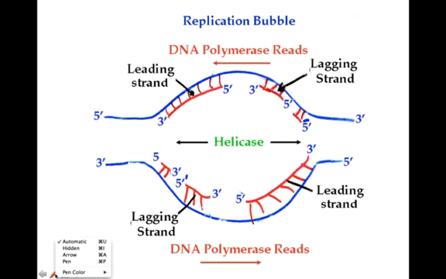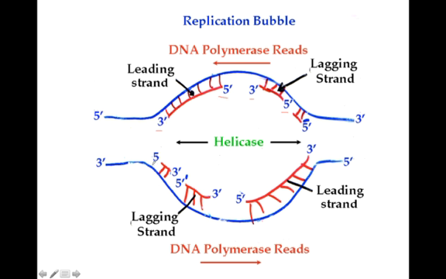Like I said, this is my leading strand. We're building from 5 to 3. On this side of the bubble, we're still building from 5 to 3, but on this side of the bubble, we're building away from the replication fork, because this is the lagging strand. And on this side, we're building towards the replication fork, because this is the leading strand.